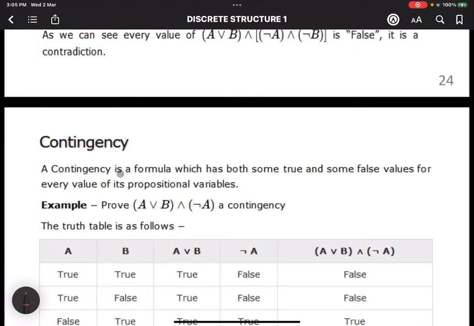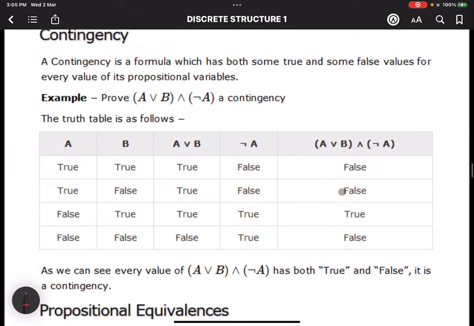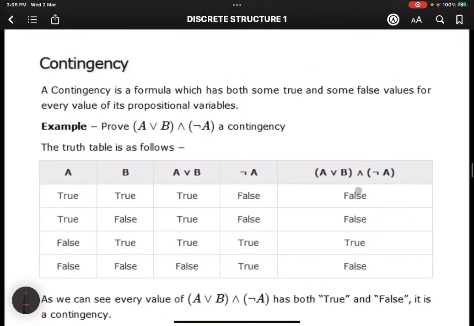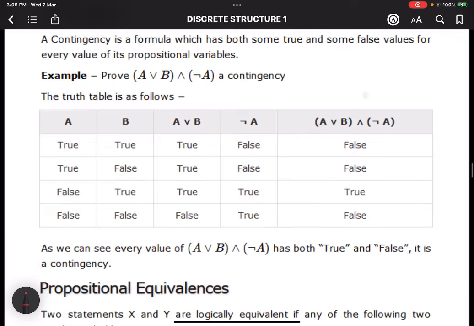A contingency is a formula which has both some true and some false values for every value of its propositional variables. So kung ito yung formula natin at meron siyang false, merong true, then it is a contingency. Dahil siya ay both some true and some false.